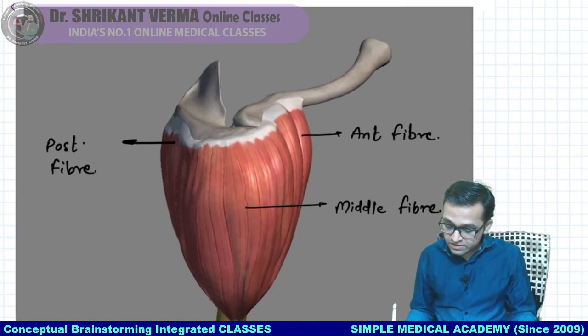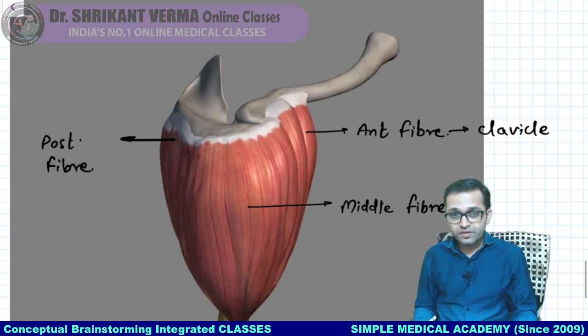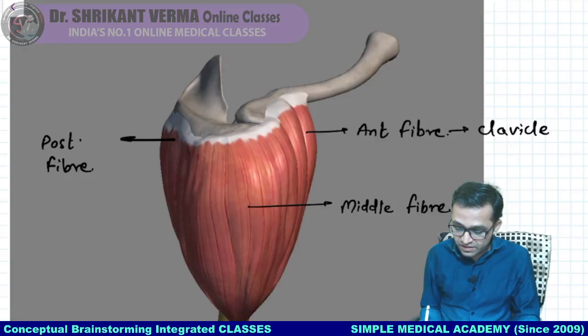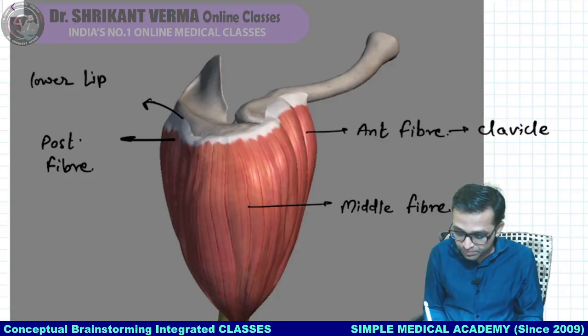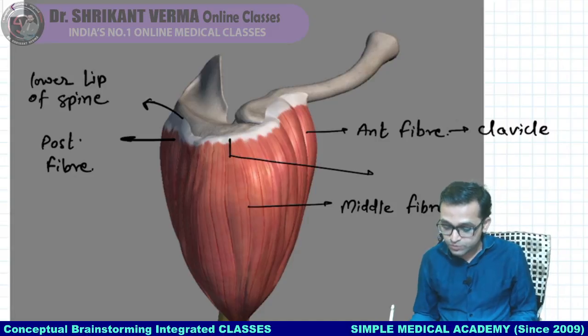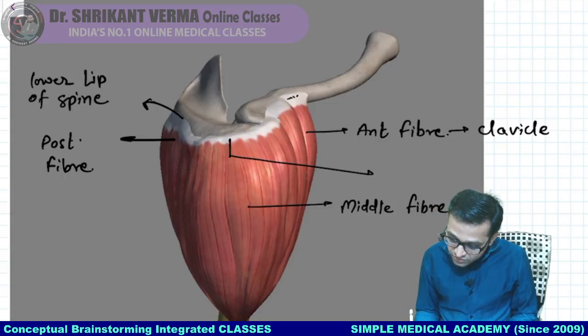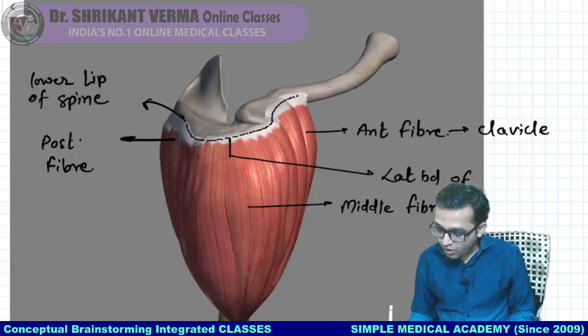Anterior fiber, you can see it is taking origin from our clavicle. The posterior fiber, it is taking origin from this point, can you see? That is our lower lip of the spine. And the middle fiber is taking origin from this particular point. Can you see? These are all the points from where the muscle fibers take origin. Yes, sir.